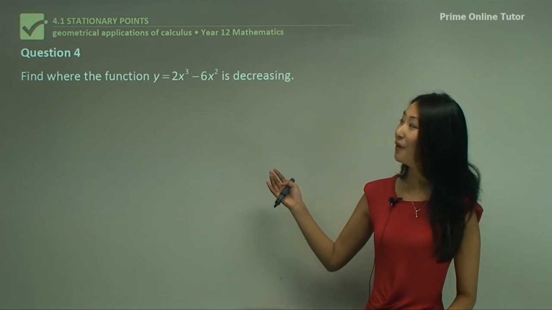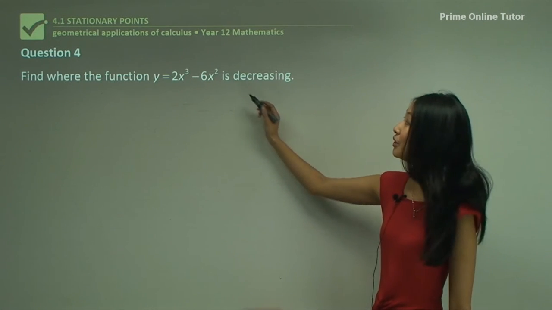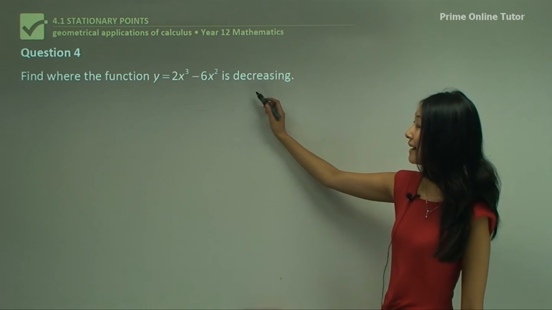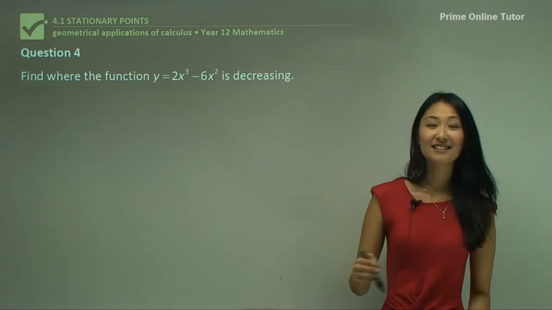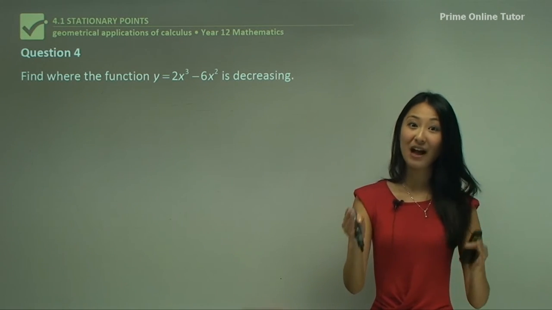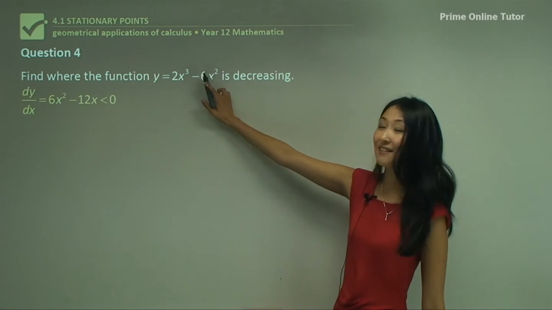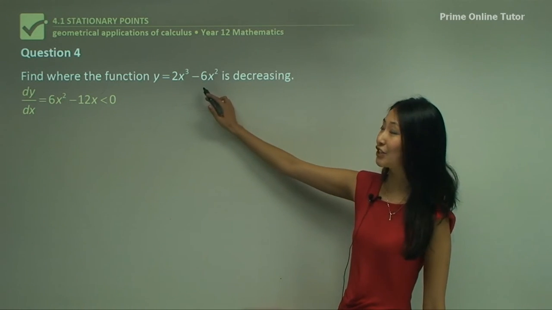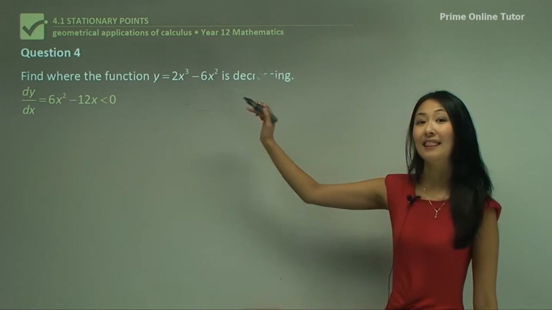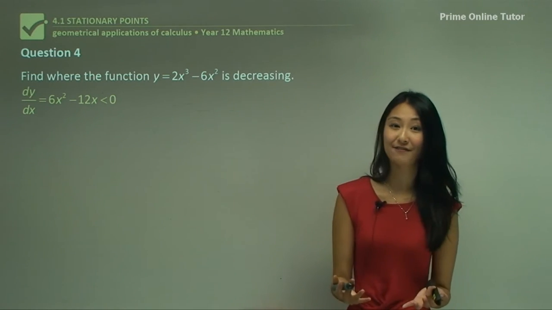Okay, so let's work through some questions together now in relation to this. In question 4, we want to find where the function y equals 2x cubed minus 6x squared is decreasing. Okay, so decreasing, remember, dy/dx less than 0. So in this case, the first derivative, take the 3 down, you get 6x squared minus, take the 2 down, 12x less than 0.